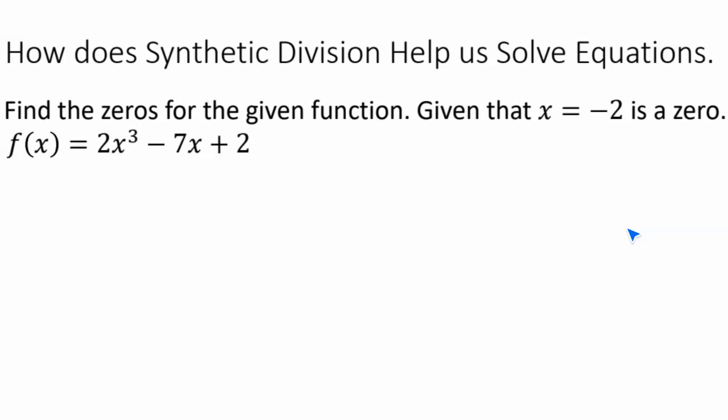All right, let's go ahead and solve now. Now that I gave you a hint that this is what it's leading to, solving equations or finding zeros of a polynomial, let's go ahead and find the zeros for this given function, 2x cubed minus 7x plus 2. And our problem says that we're given that x equals -2 is a 0.